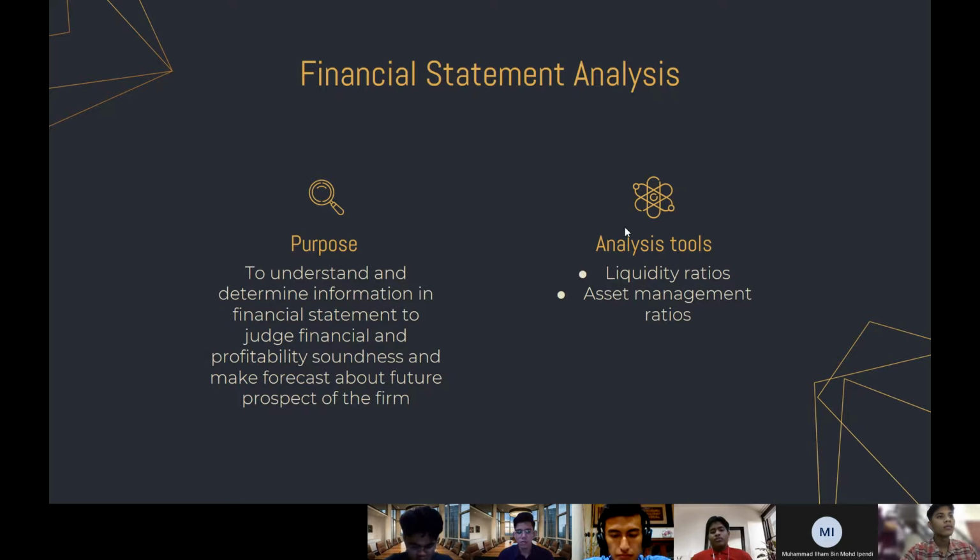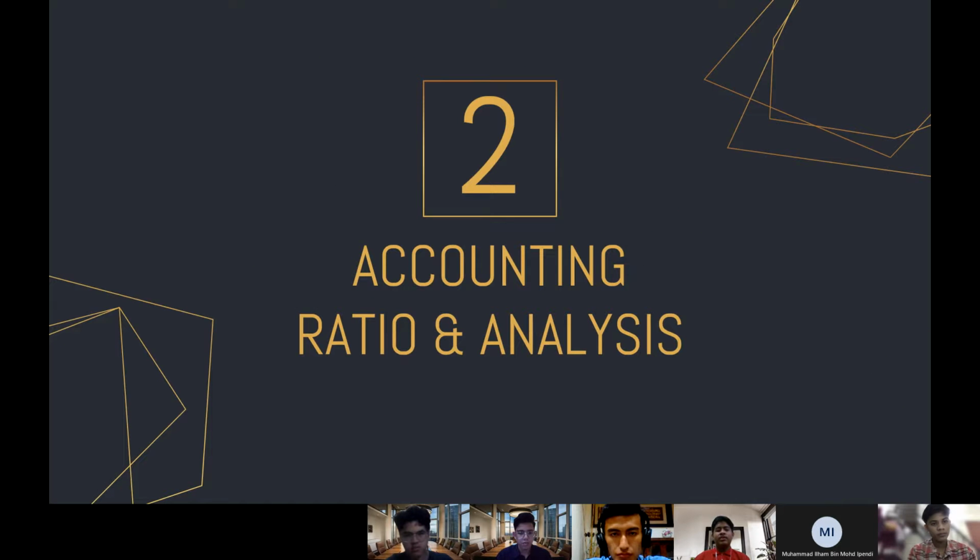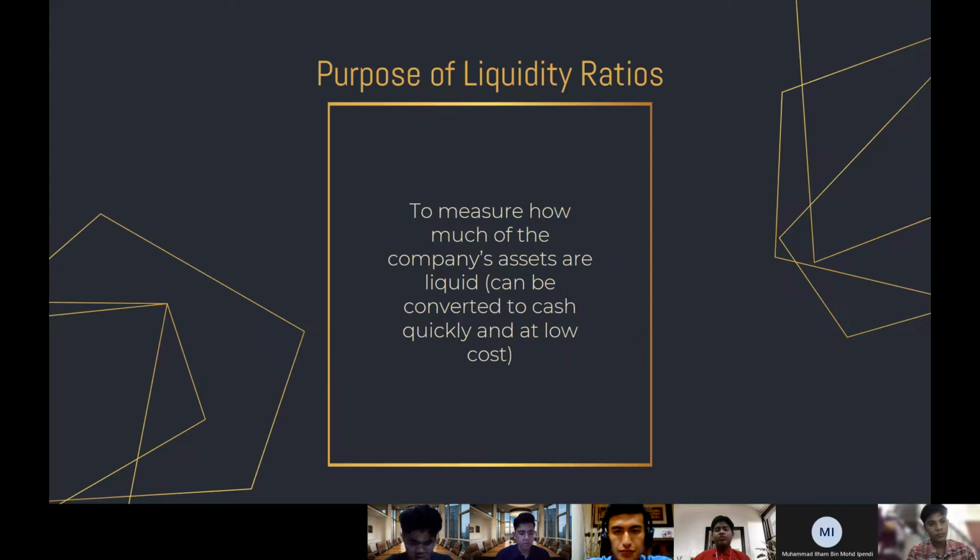For the analysis tools, there are a lot of them, but I only give you two examples, which are liquidity ratios and also asset management ratios. Next, we're moving on to the second part, which is accounting ratio and analysis. We have 5 ratios that need to be calculated. For the first one, the liquidity ratio. The purpose of the liquidity ratio is to measure how much of the company's assets are liquid, which can be converted to cash quickly at low cost.